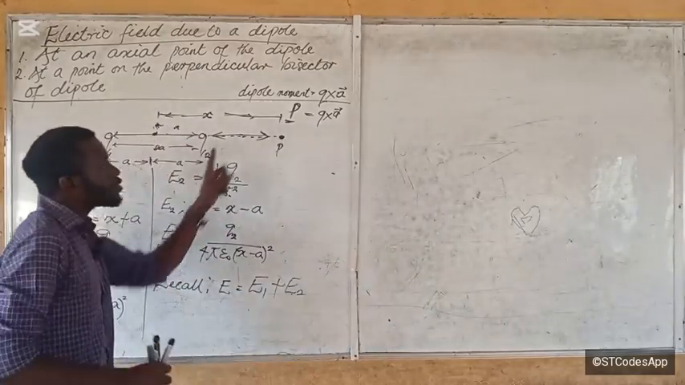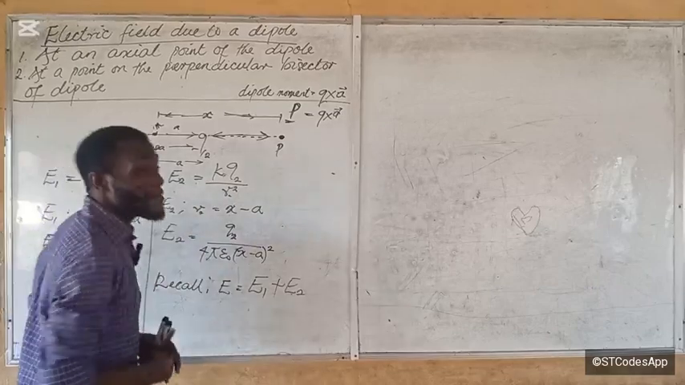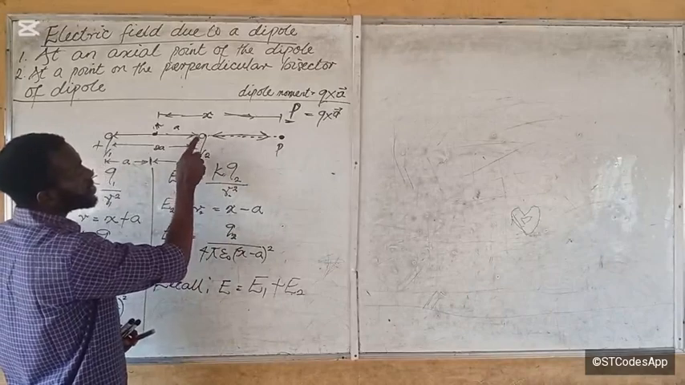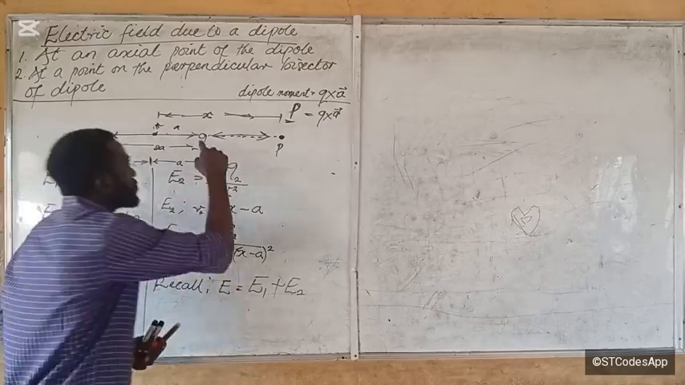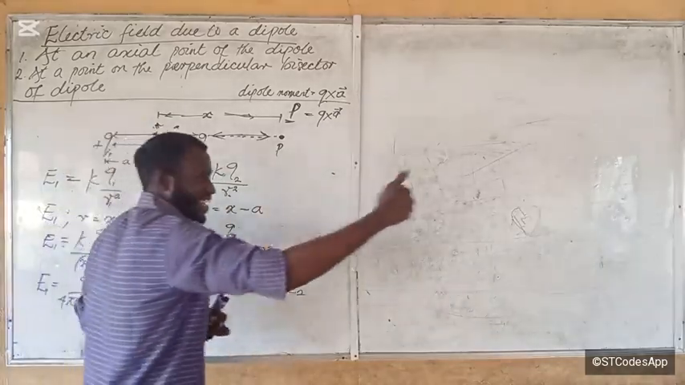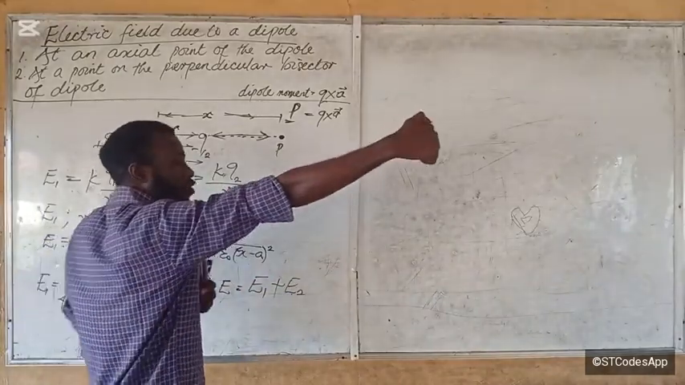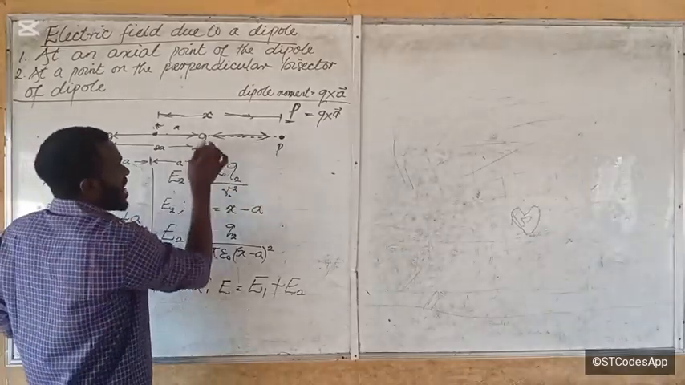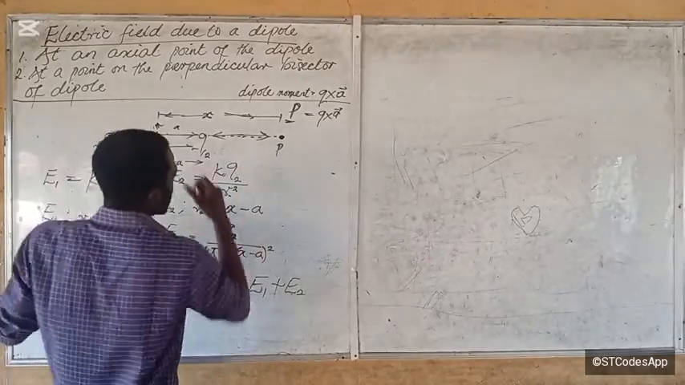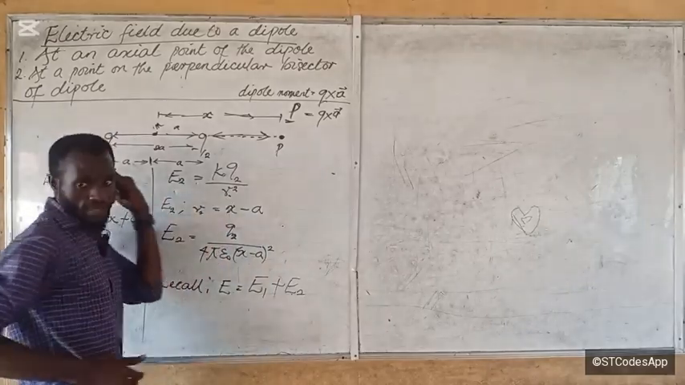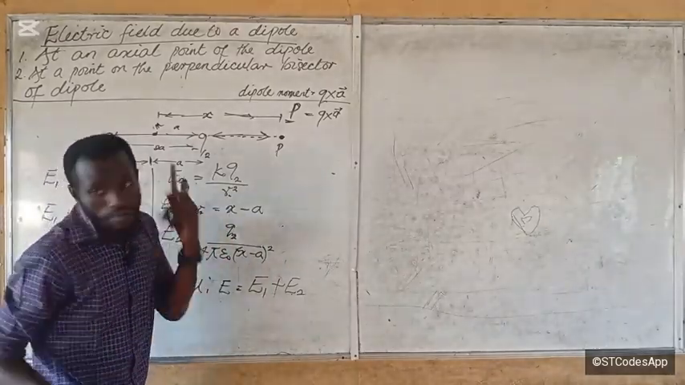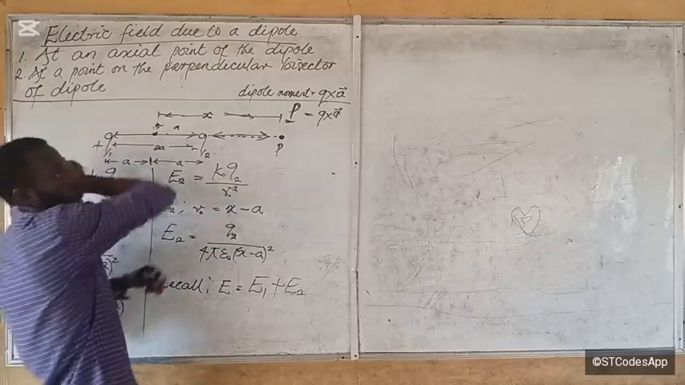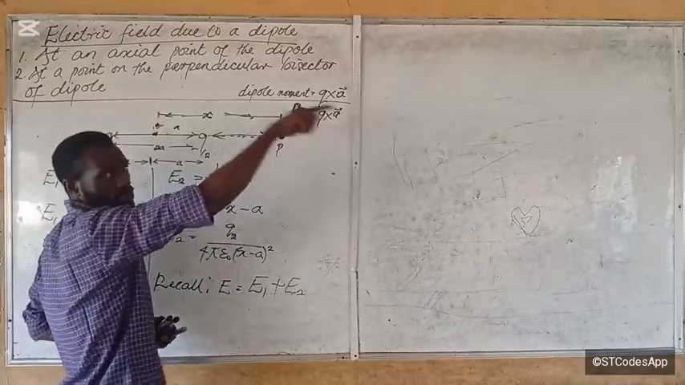E2 is going to be in this direction because, now listen, for a negative charge, the electric field lines are going to be pointing inwards. Does that make sense? So because of that, the electric field due to charge 2 is going to be inwards, and the electric field due to charge 1 is going to be outward. Does that make sense?